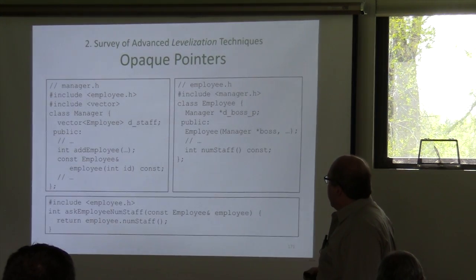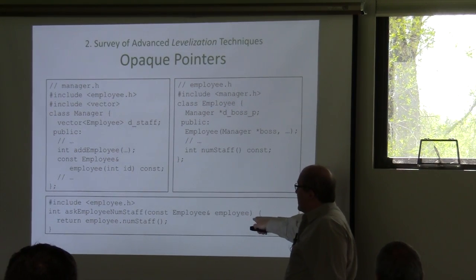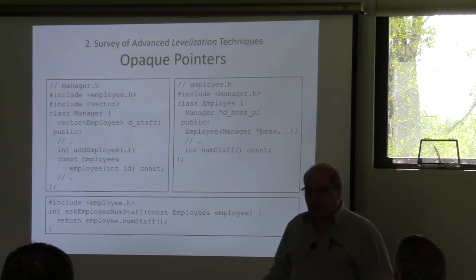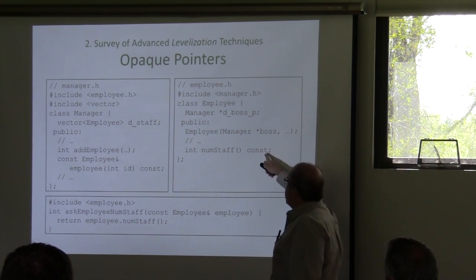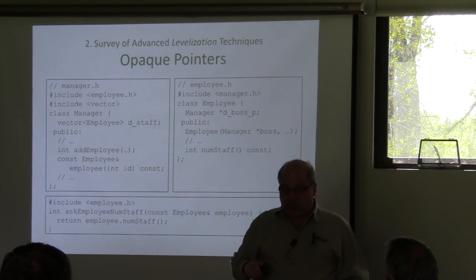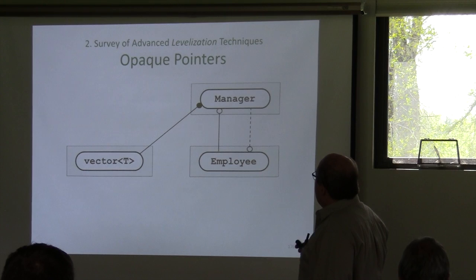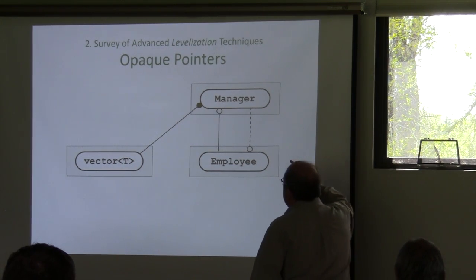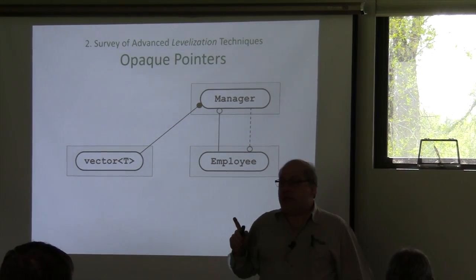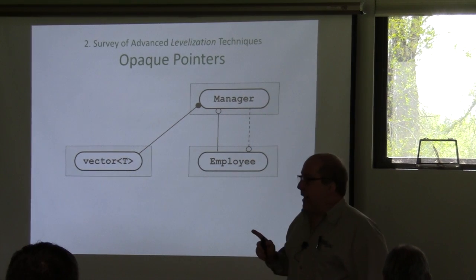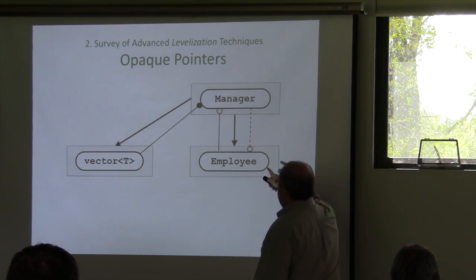Well, here we have ask employee num staff. This is my little function down here. And what I do is I just return employee dot num staff. But that causes this problem because this function needs to know about manager. So how do we fix this design? The way we do it is we say the manager really owns the employee, as we all know that's true, but the employee knows about the manager in name only. Okay? And now we have this dependency, because remember, this doesn't cause a pound include to happen.